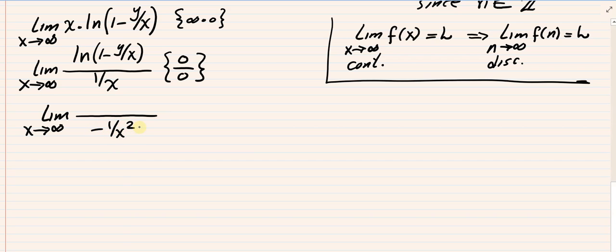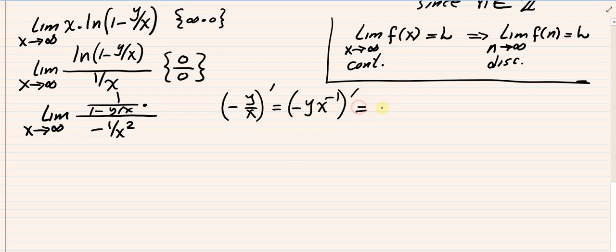Now, the derivative of the numerator is going to be 1 over 1 minus y over x, times the chain rule, the derivative of the inside. And the derivative of the inside is the derivative of negative y over x. If I write it as y x to the negative 2, then that derivative is simply y over x squared.